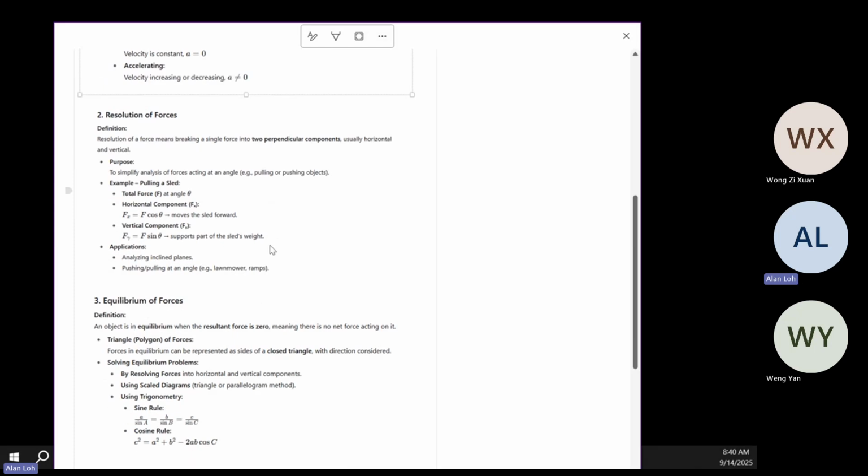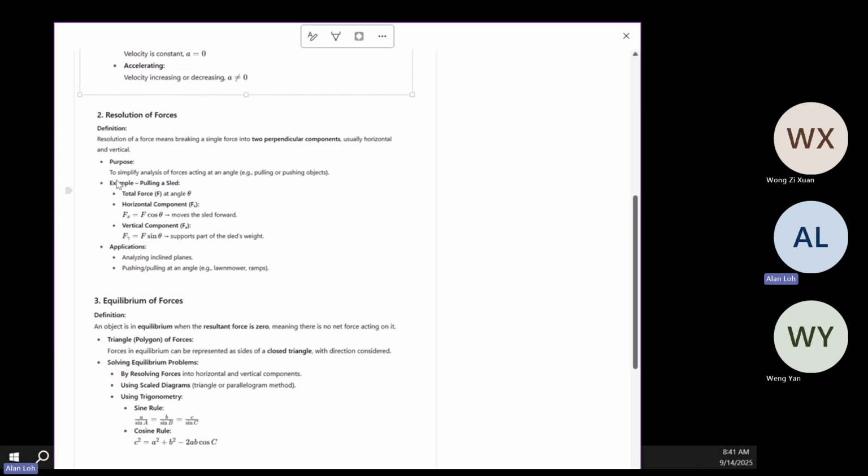Now, drawer number 2. Drawer number 2 is easy. Resolution of a force means breaking a single force into 2 perpendicular components, usually horizontal and vertical. So you have something vertical, something horizontal. That's all you need to know. If this sentence doesn't make sense, just pick up the keywords. What is the keyword that makes sense for you? Vertical and horizontal. Let's pick that up first.